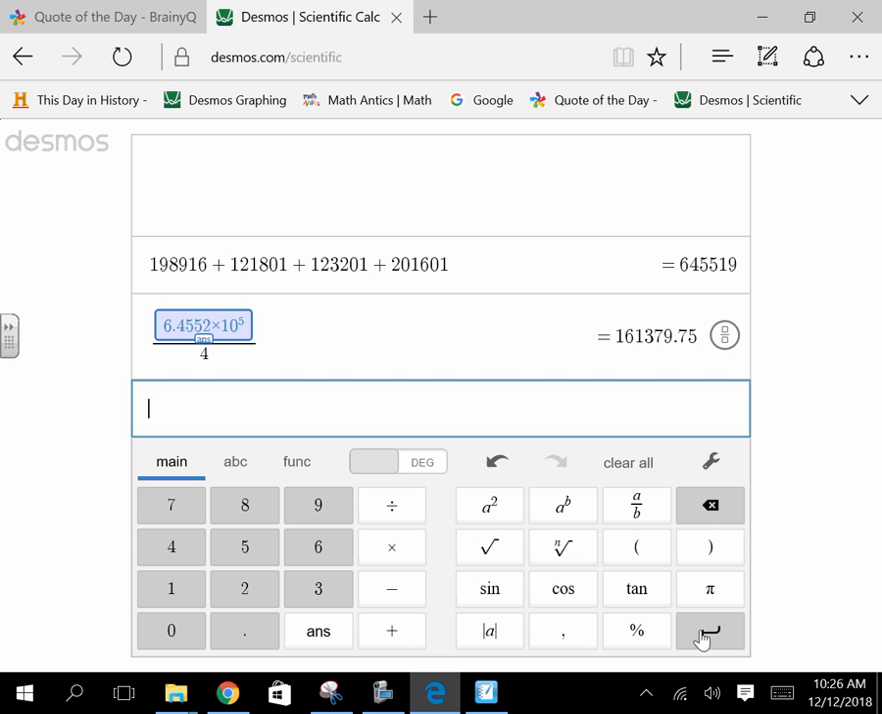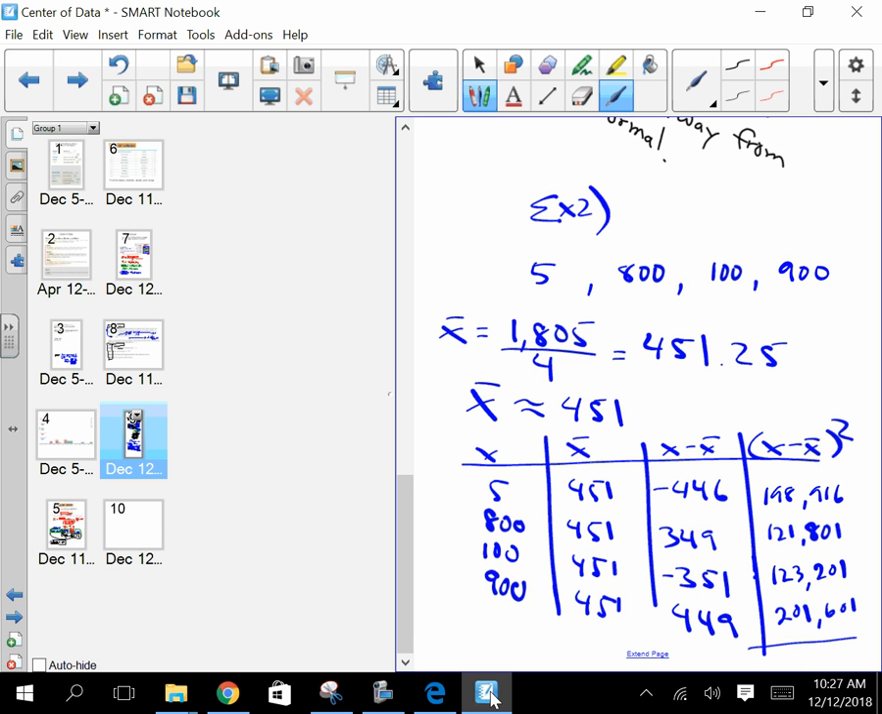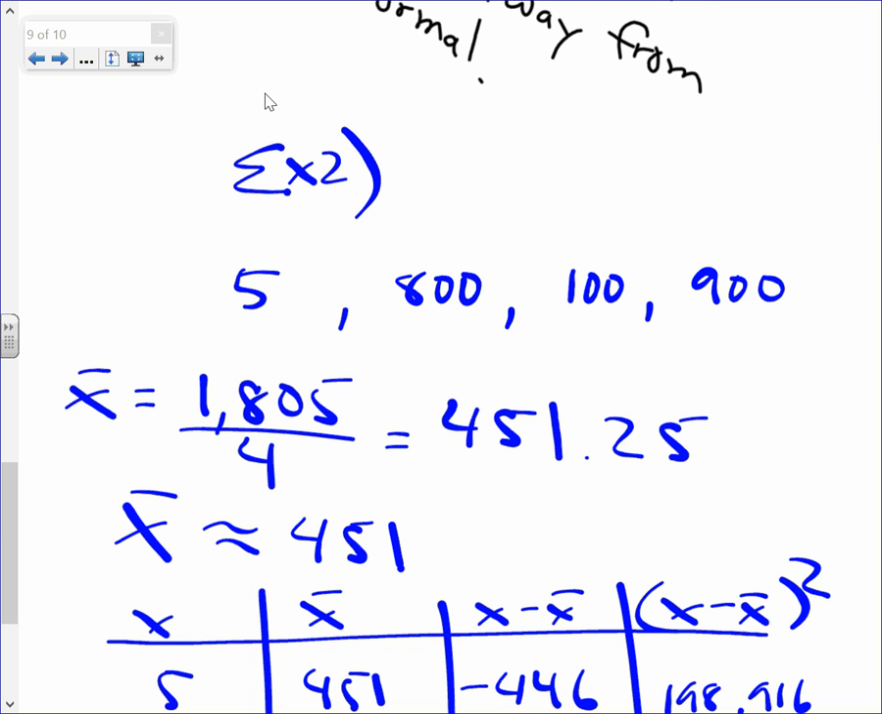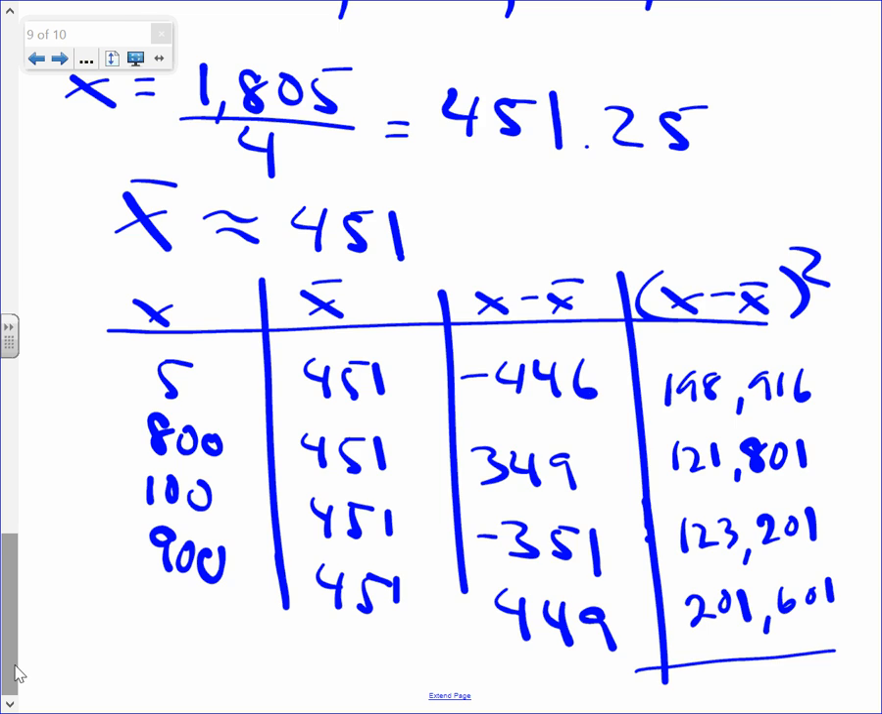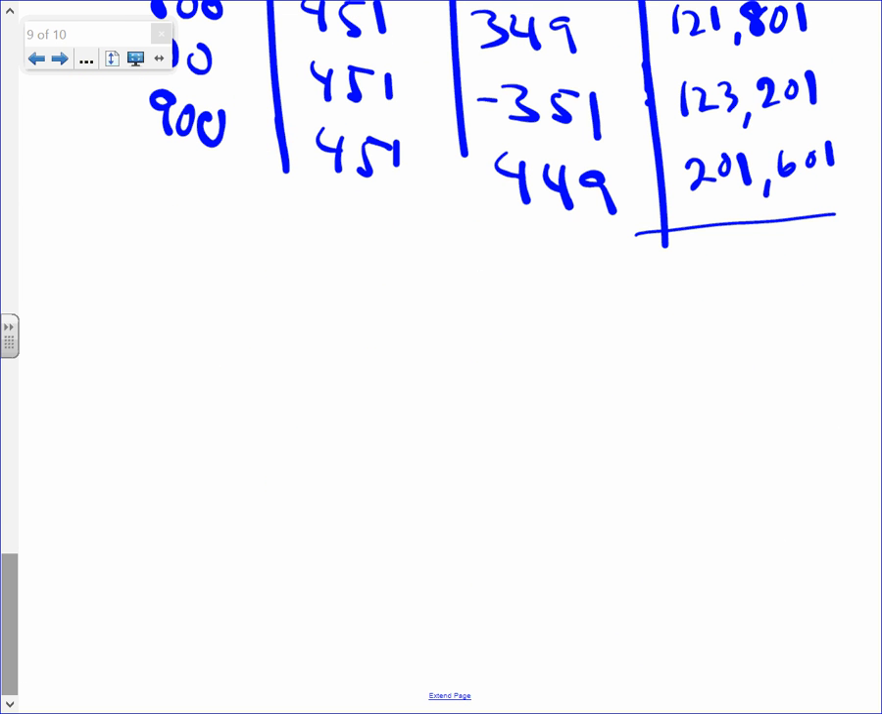And I get 161,379.75. I'll round to the nearest whole number, so it's going to be 161,380. Okay, so this is my variance.